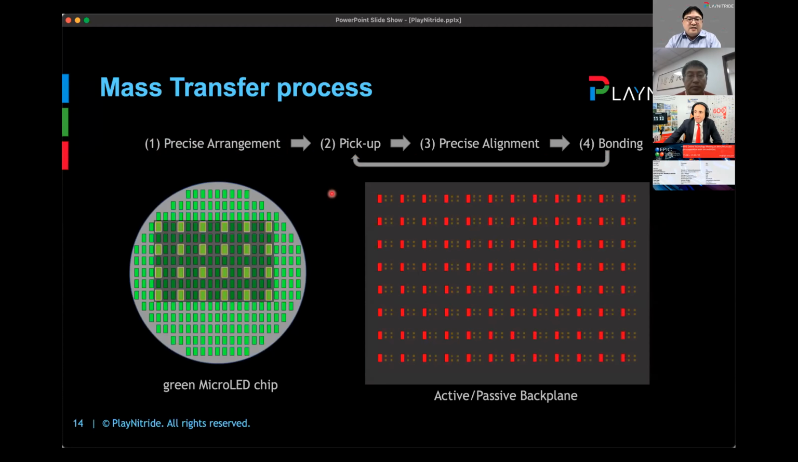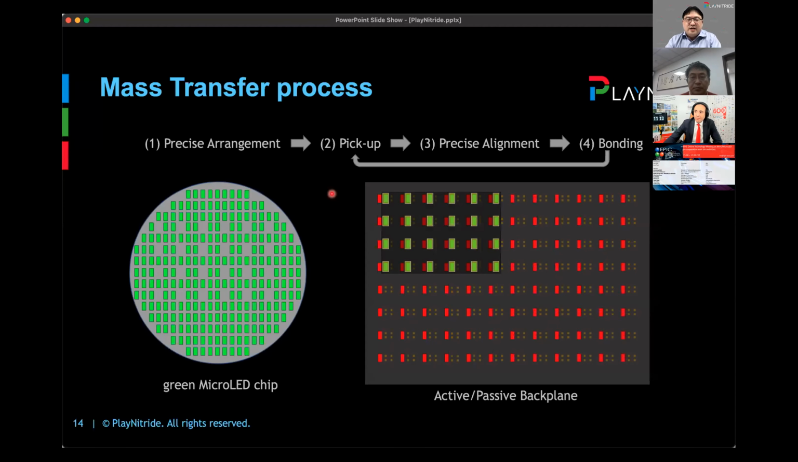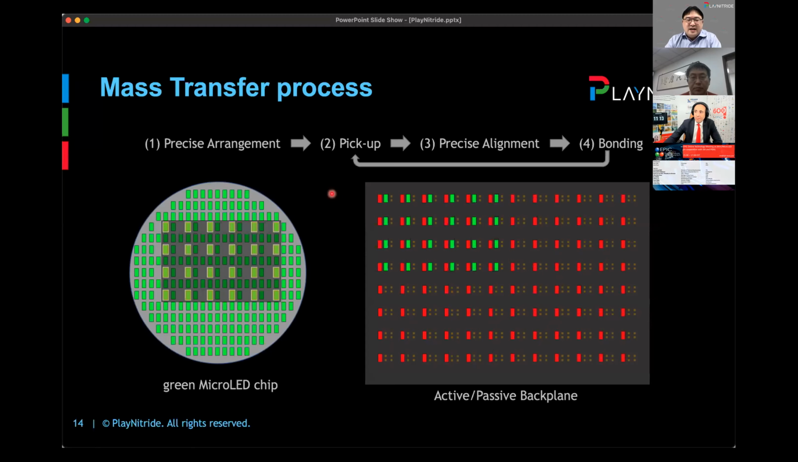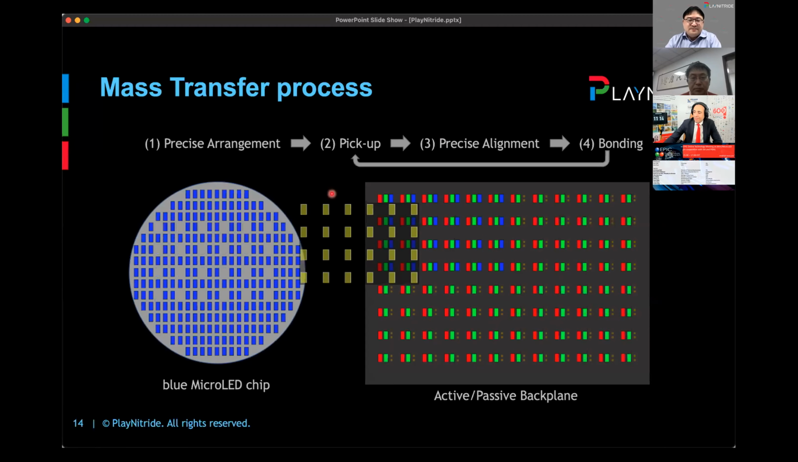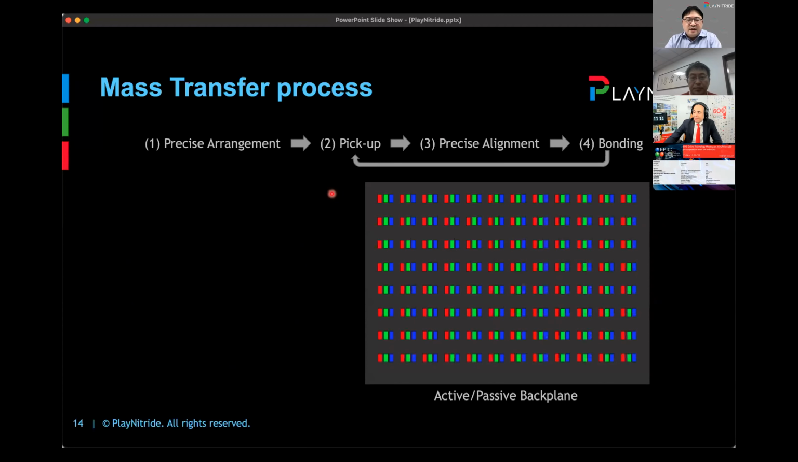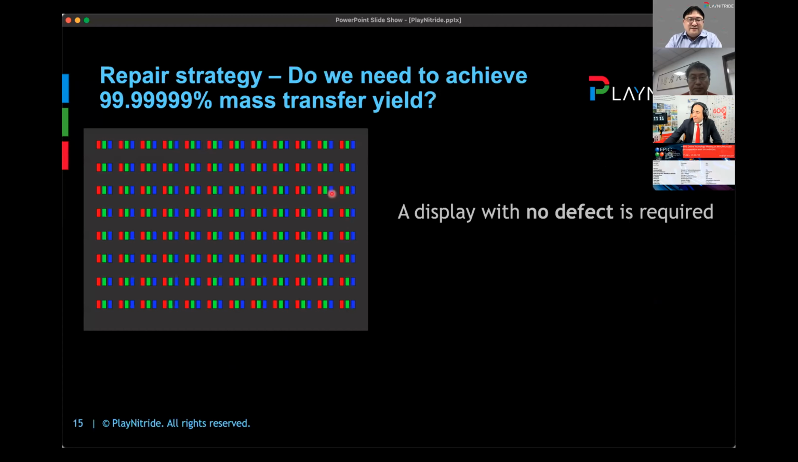For the Play Nitride solution, we use RGB three colors. After red, we do the green mass transfer, and then we do the blue mass transfer. After the transfer, if everything's perfect, then we have a perfect screen. However, that's unlikely.